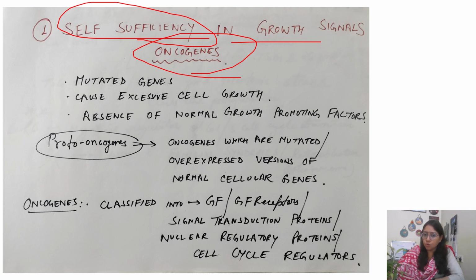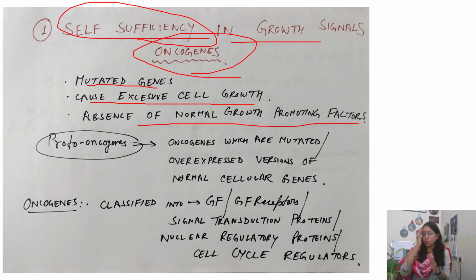So self sufficiency means what? कि the cells are able to proliferate itself. Why? So we know these oncogenes जो होते हैं, so these oncogenes are basically your mutated genes. Fine. So these oncogenes are your mutated genes and they cause excessive cell growth, and there is absence of normal growth promoting factors. So even when there is no growth promoting factors, even then these cells will keep on growing. Correct? So these mutated genes, they have the capability to keep the cells growing. So this is basically the self-sufficiency of the cells in growth signals, that is to keep proliferating itself.